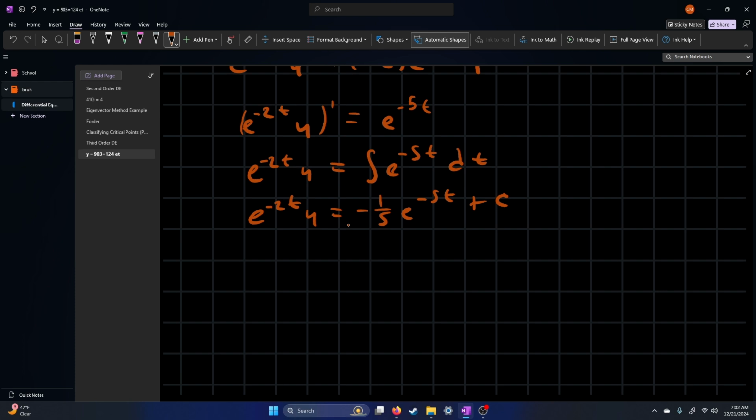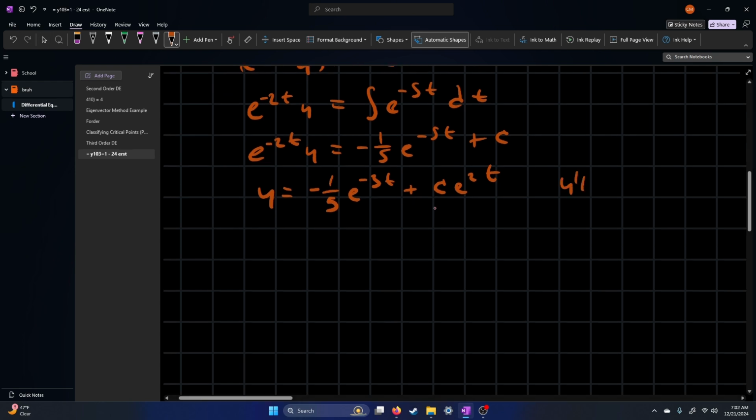And then we multiply by e to the 2t. So this becomes negative 1/5 e to the negative 3t plus c e to the 2t, since we multiply by e to the 2t.